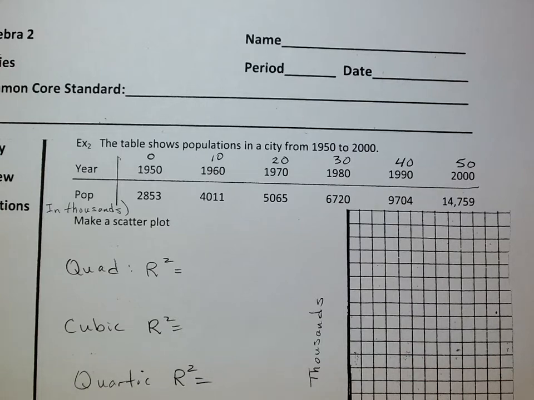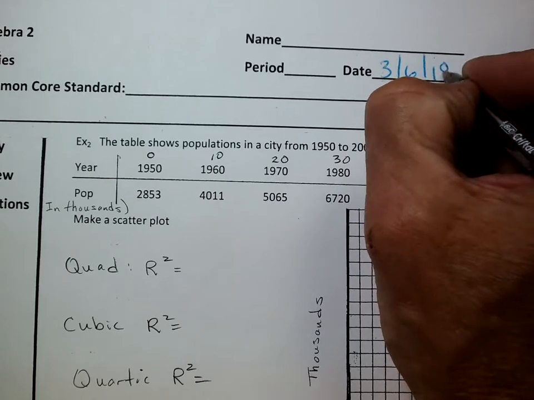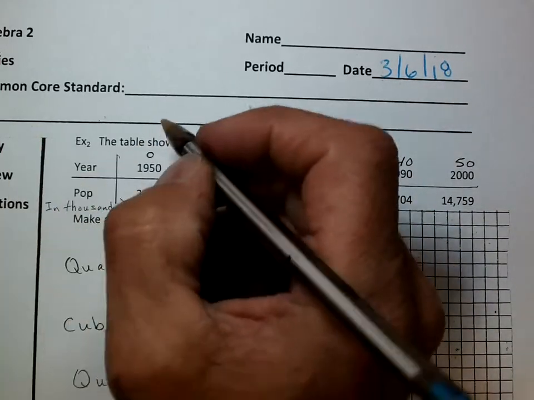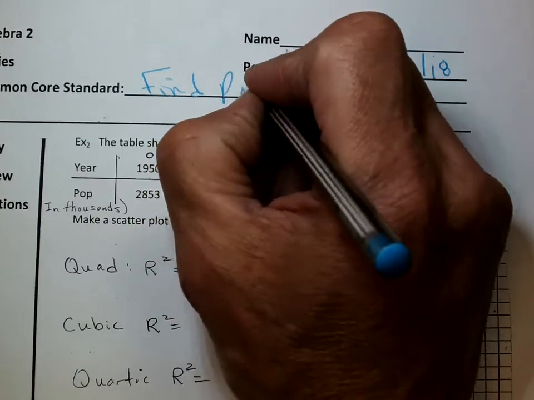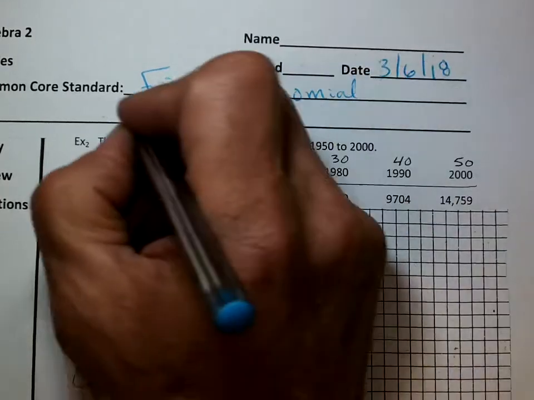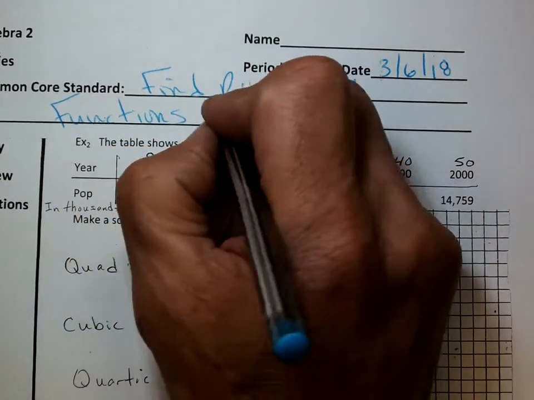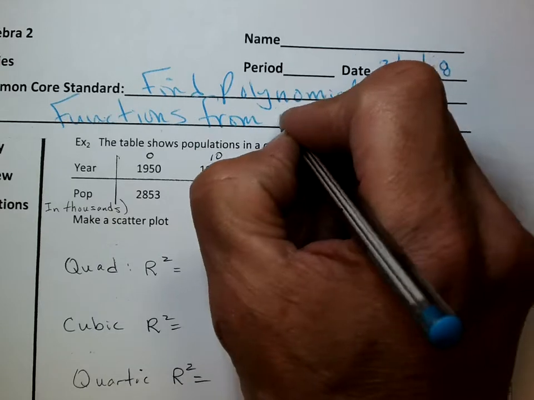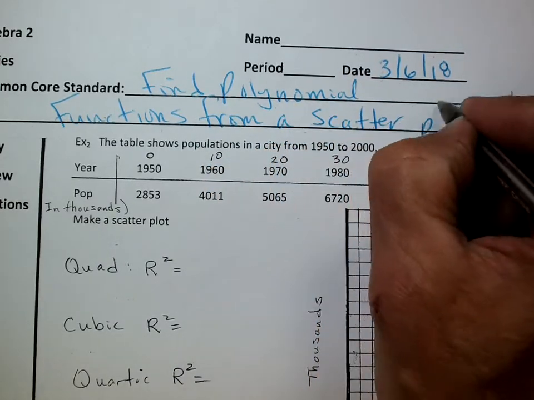Okay, so today what we want to talk about, 3, 6, 18, is we're going to find polynomial functions from a scatter plot. Okay?